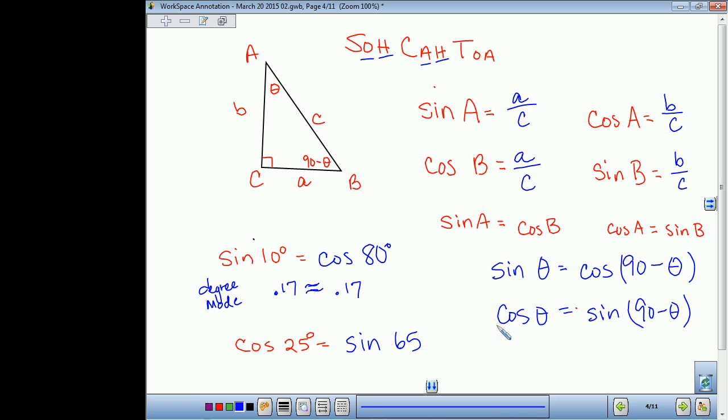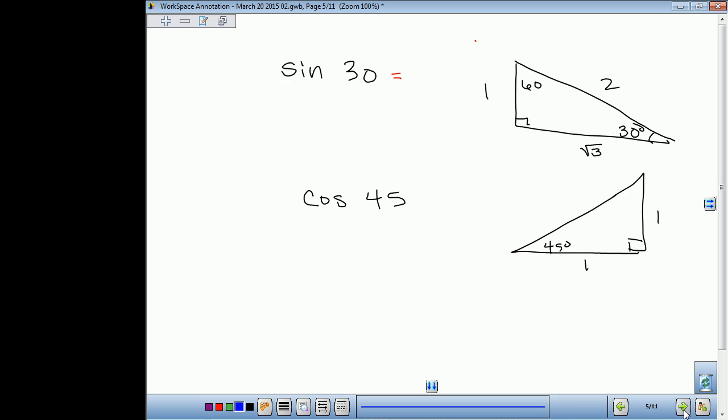Okay, let's tie a couple things together real quick. Before our quiz, we did 30, 60, 90, 45, 45, 90. Now we're looking at sine, cosine, tangent.